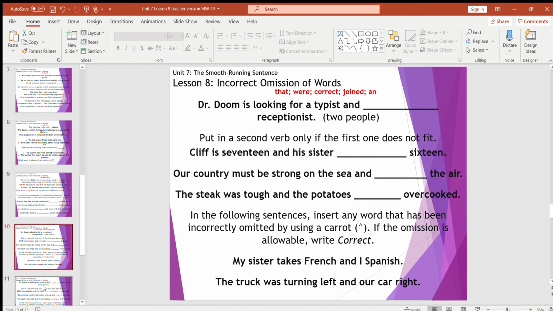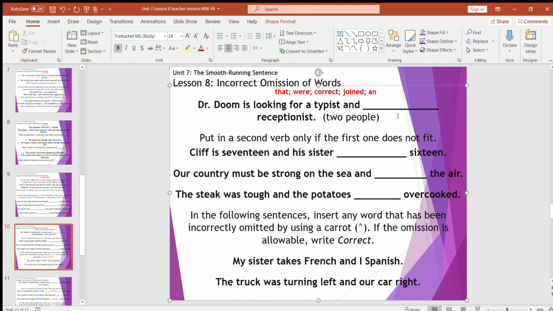What about this one? Dr. Doom is looking for a typist and blank receptionist. And we want this to mean two separate people. So should there be something here? Yep, we need a receptionist. So put in a second word only if the first one doesn't fit.